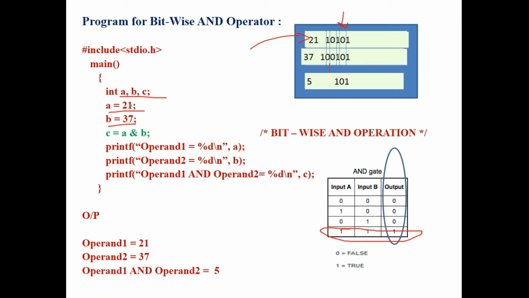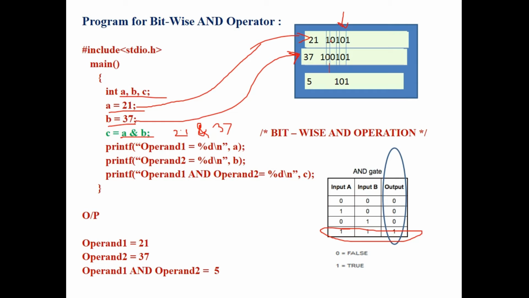So 21 will be written in binary format, 37 will be written in binary format, as we want to perform the binary operation on 21 and 37, and we are writing A and B. So when you are performing 21 and 37, you are not performing the AND gate on 21 and 37 directly. What you do, you will convert this into binary first, 21 and 37, and then you will perform bit by bit checking of the logical AND gate.